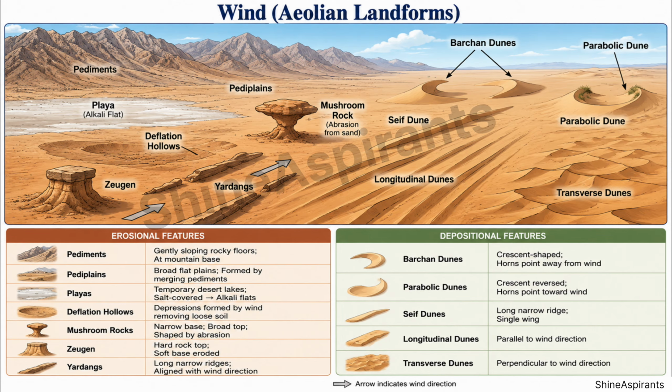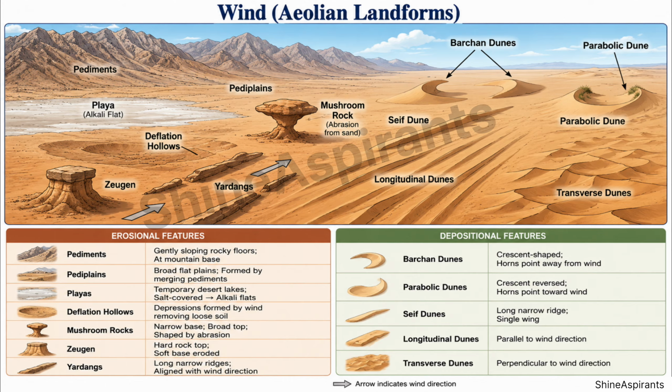E. Wind, Aeolian landforms. Erosional features. Pediments: gently sloping rocky floors at mountain base. Pediplains: broad flat plains formed by merging pediments. Playas: temporary desert lakes, salt-covered alkali flats. Deflation hollows: depressions formed by wind removing loose soil.